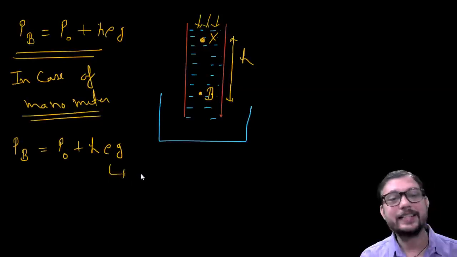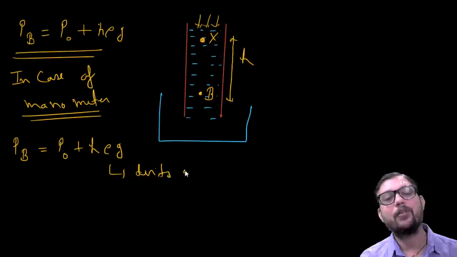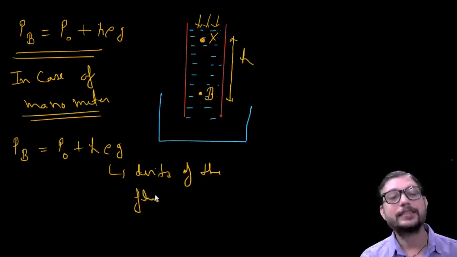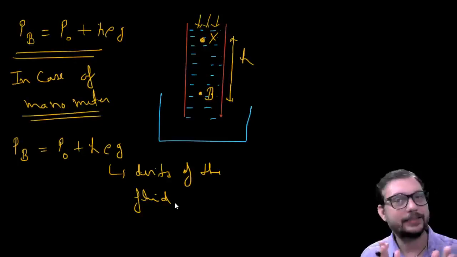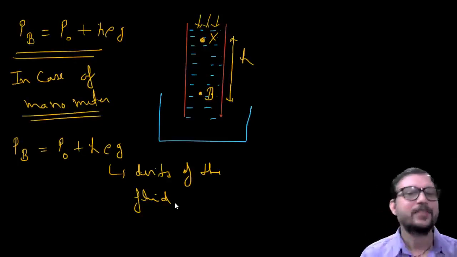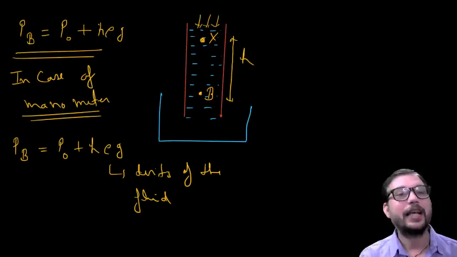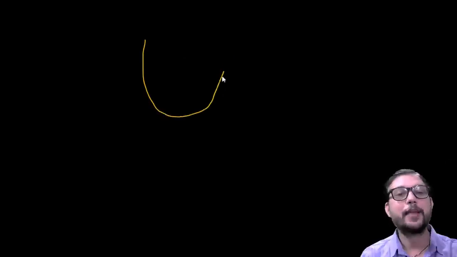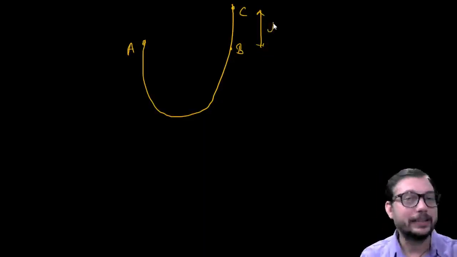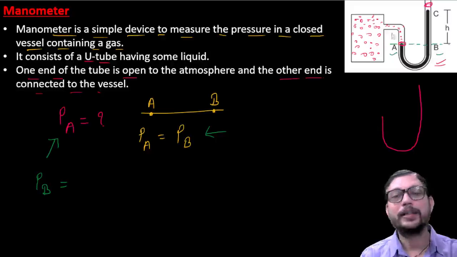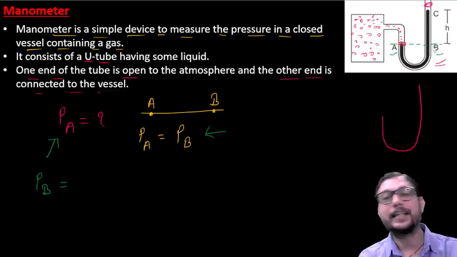Here rho is the density of the fluid which is in the U tube. Okay, so I hope that up to here each and everything is clear now. So basically we have the criteria that this is your U-shaped tube, this is your point C, here is point A, here is your point B, and the depth of point B from the point C is H, as in your main diagram. So you can see here that is C, that is B, that is A.